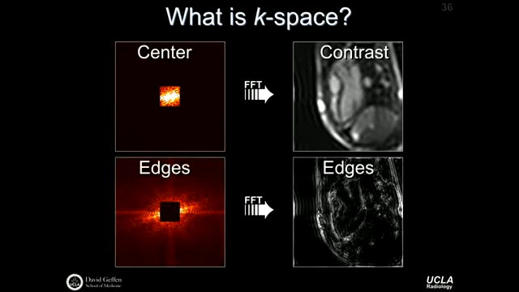I can do the opposite. I can knock out the middle of k-space and just 2D Fourier transform the edges of k-space. Then I recover this also interesting image, which is really just the edges of my object itself. This points out that the edges of k-space give us resolution and subtle features, if you will, edges. And the center of k-space largely dictates the overall contrast of the underlying image.